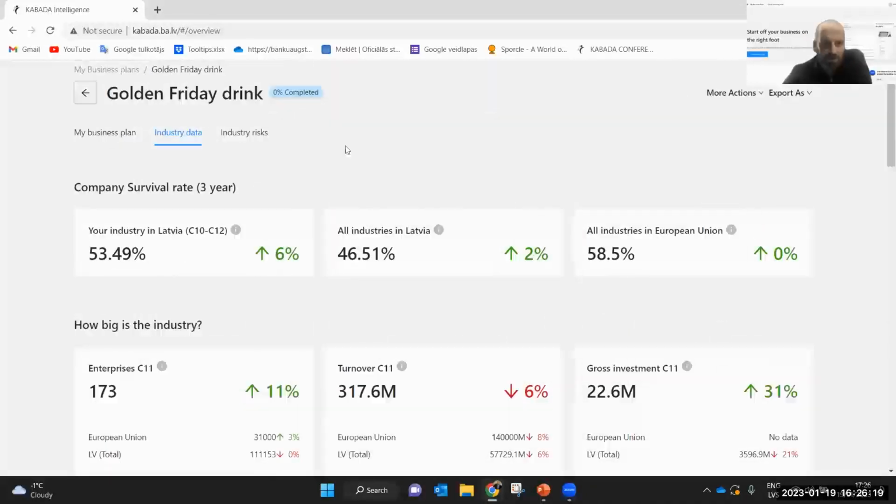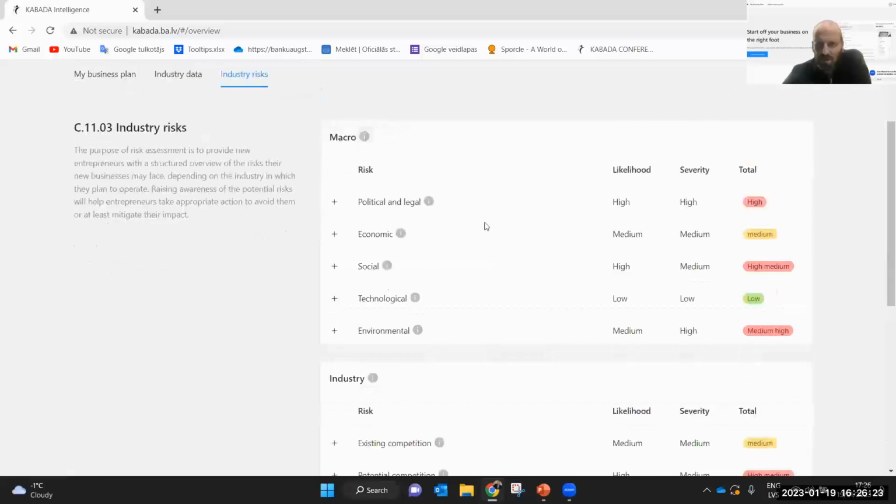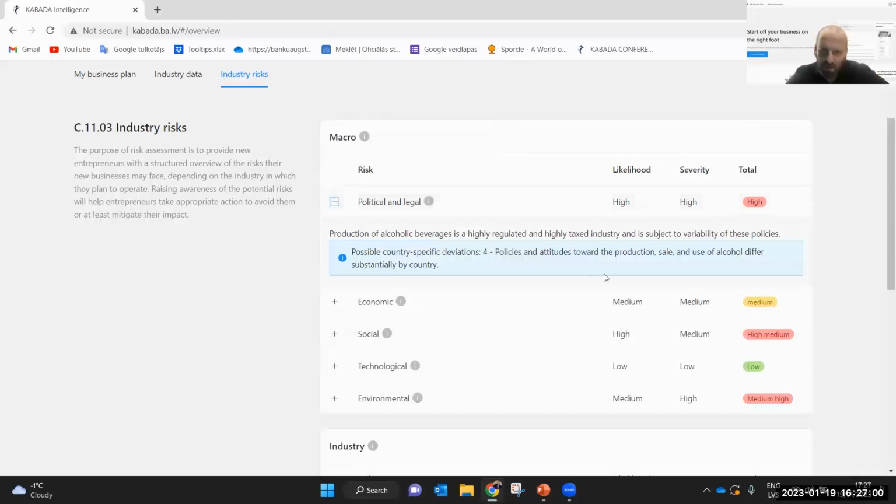And then you also have this part called industry risks. We see here a risk assessment for the industry already made by experts. For example, political and legal risk has a high likelihood that something might happen, and if something happens in the political and legal area, it might have quite a severe impact on companies in the industry. The same goes for economic risks, social risks, technological, etc. The evaluation is high, medium, or low, and there are also some comments and descriptions on why it is believed to be like that, as measured by high, medium, or low. So you can read it here.